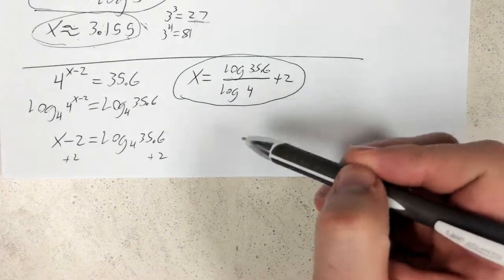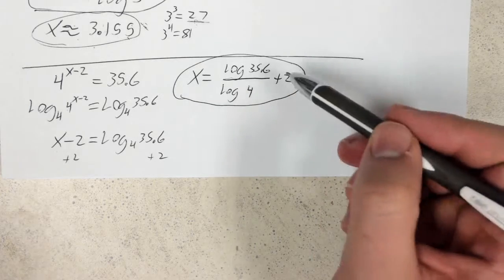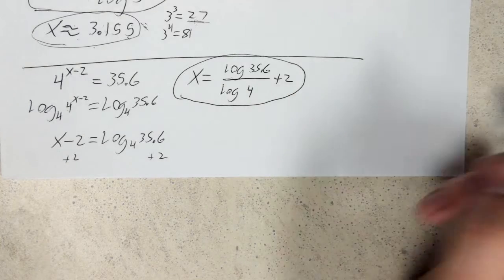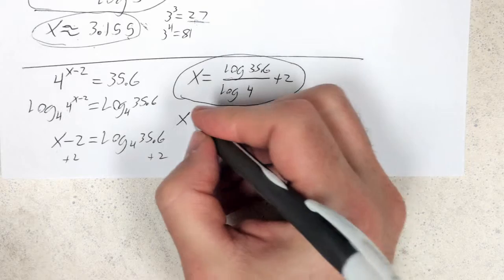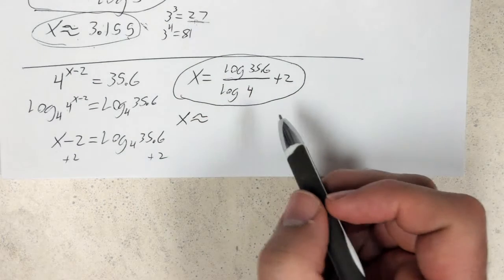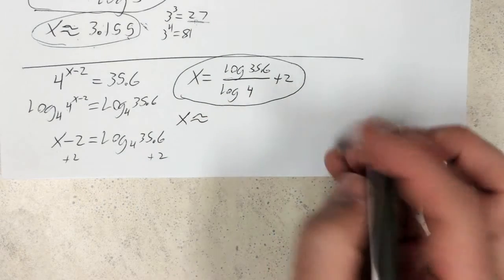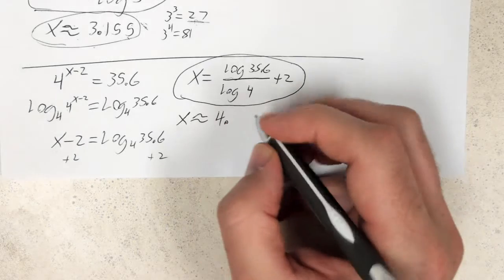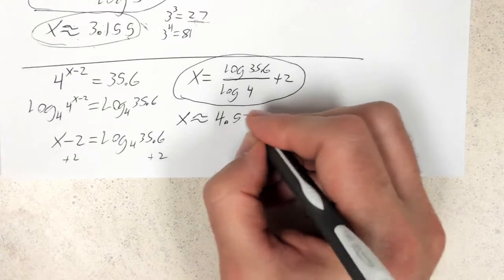Alright, and if we're doing this without a calculator, that's where we stop. If we're doing it with the calculator, we can go that next step and say, okay, x is approximately 4.577.